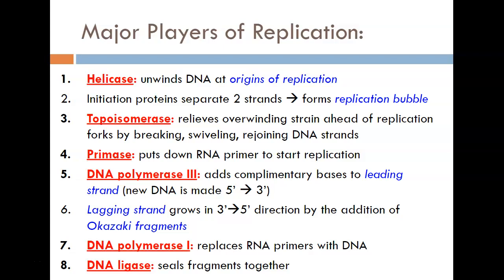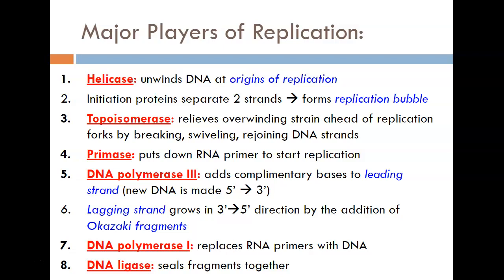Primase is the enzyme that puts down a primer. A primer in this case is made out of RNA, and it's targeted to the area that you want to replicate. So it's the very first thing that comes in and initiates the replication process. It primes the DNA to be able to be copied.